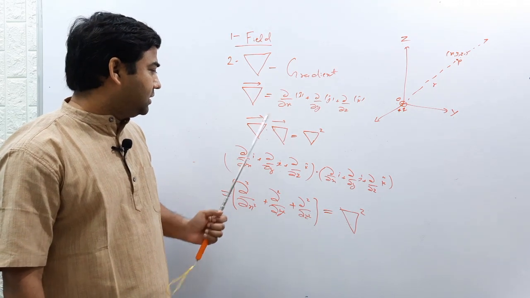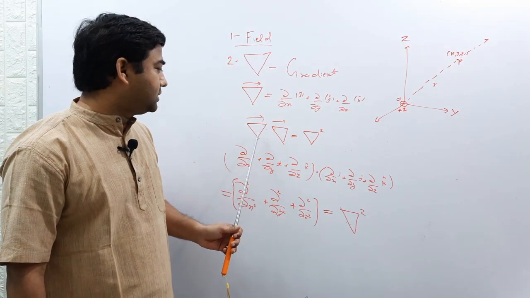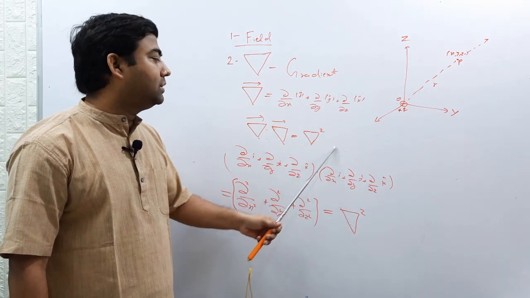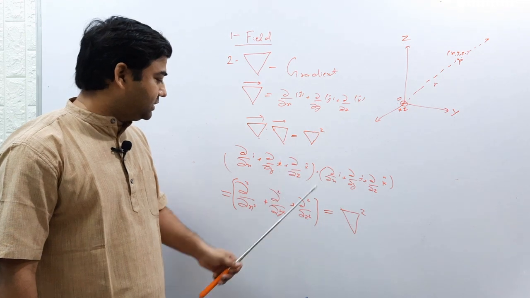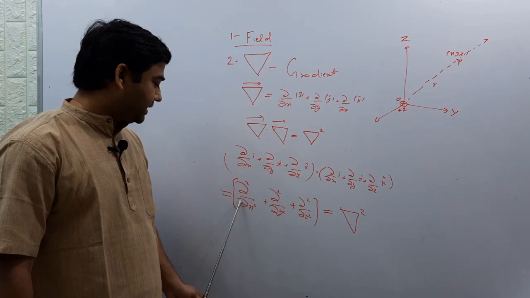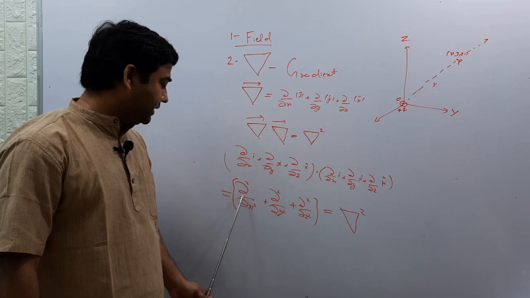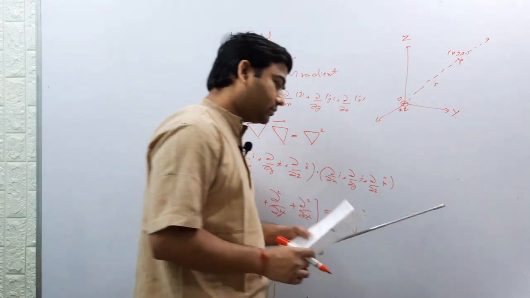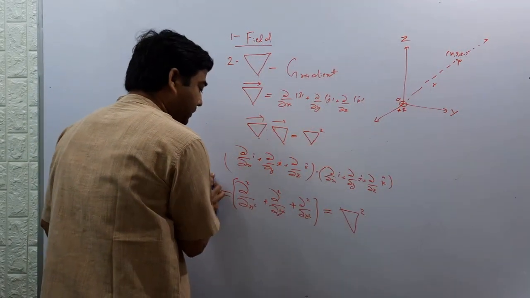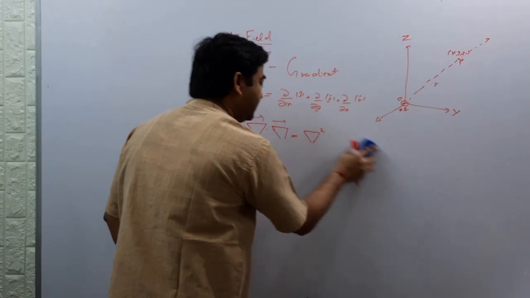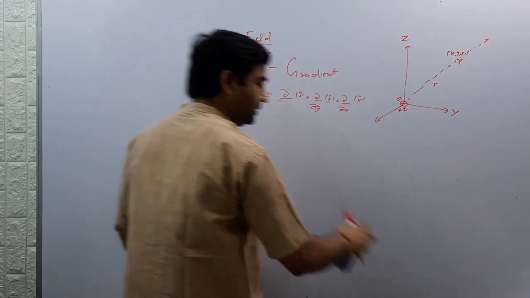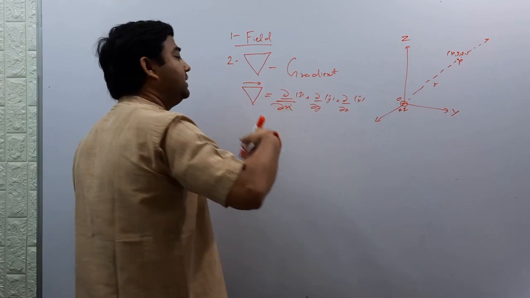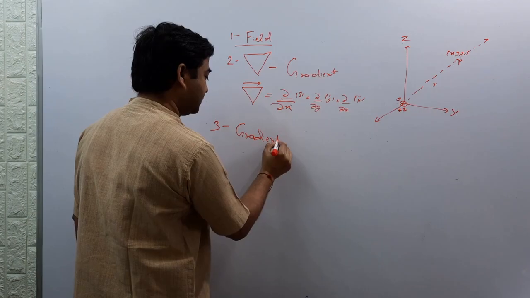We have just mentioned the dot product of del dot del is del square, and this del square is called Laplacian, and del square is represented as the second degree derivative in terms of x plus in terms of y plus in terms of z. So this del operator is used in different ways in vector calculus, and it generates different physical quantities.